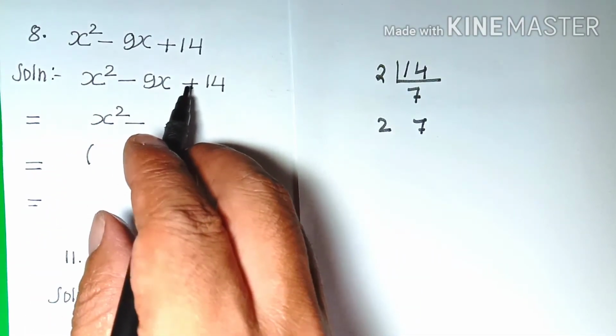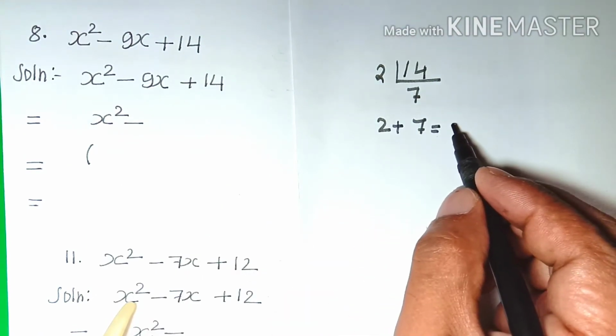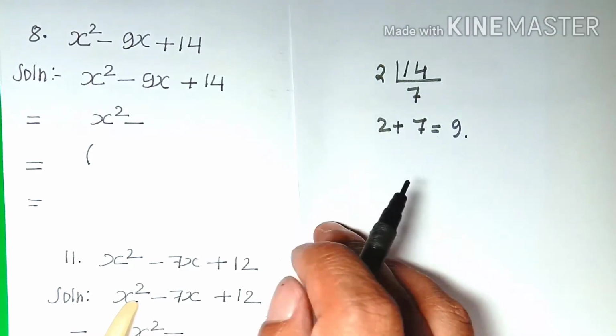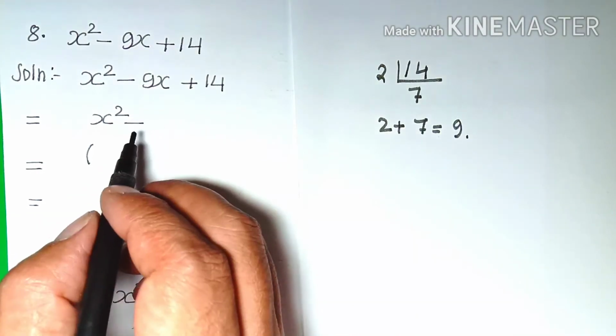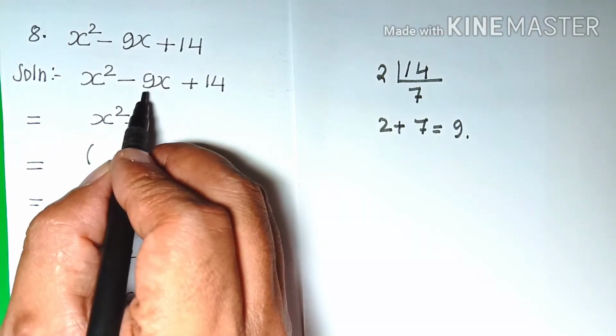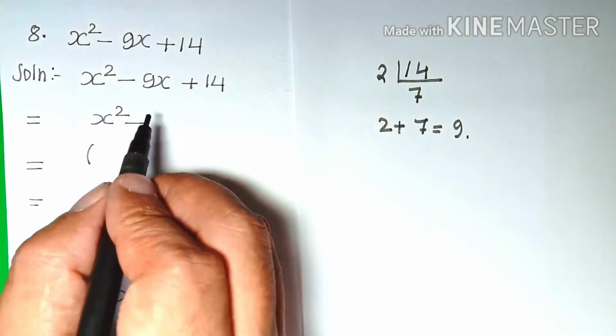So here the plus sign is there. We can check with a plus sign, and 2 plus 7 is equal to 9. That means I've got the factors here. So after that, what we can do here, x squared we drop as it is, minus, and this 9 you'll have to replace with the help of 2 and 7.